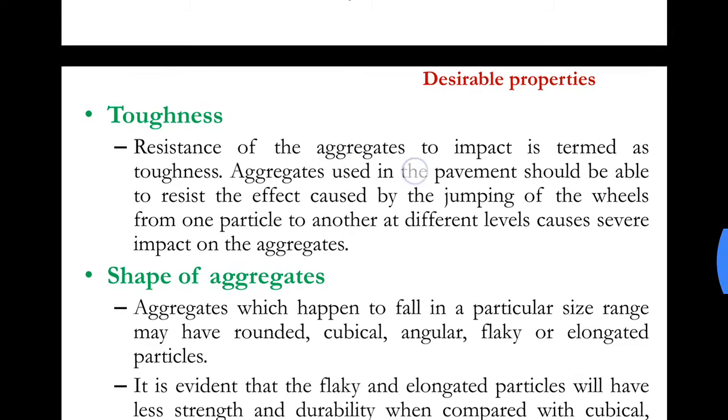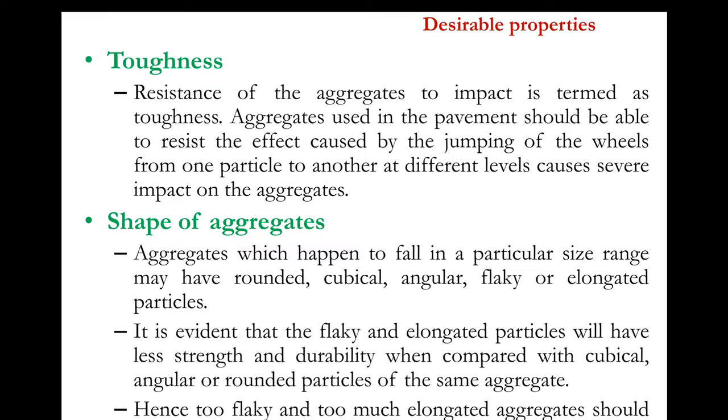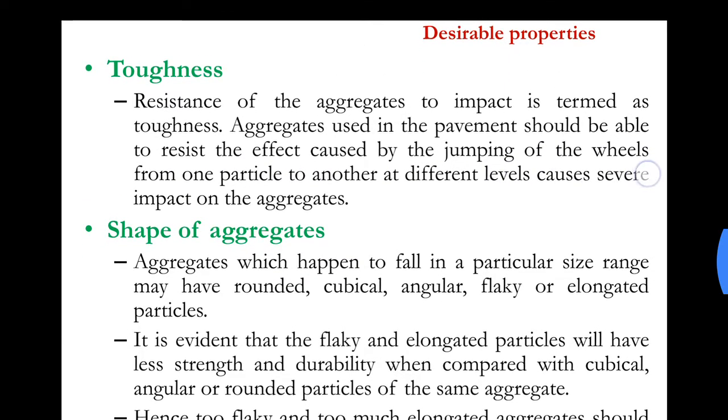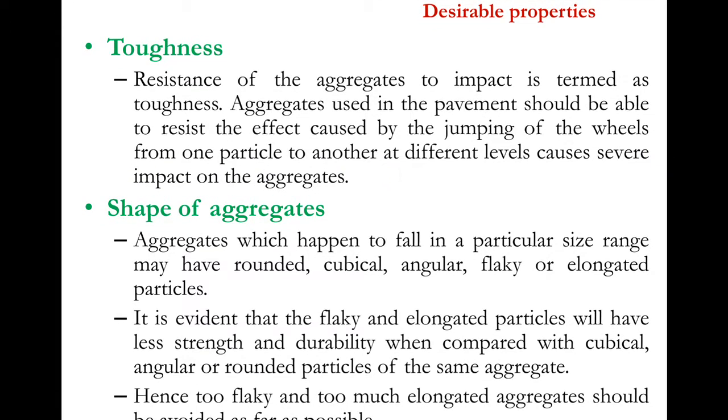The aggregates used in the pavement should be able to resist the effect caused by the jumping of the wheels from one particle to another at different levels, and which causes severe impact on the aggregates, due to jumping of the wheels. Now this jumping can easily be seen at undulations, or it can be seen at bumps and speed breakers. Okay, when the wheel jumps over and it hits the aggregates on the road surface. Okay, now this would be a sudden load or an impact load. So the resistance to this impact load is nothing but toughness.